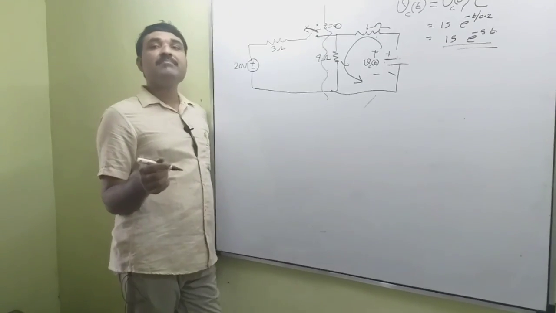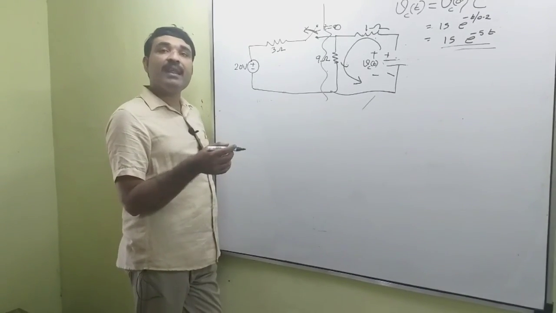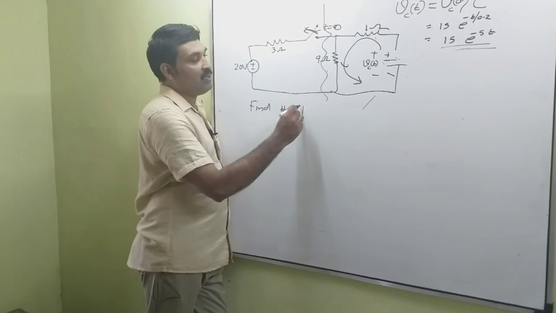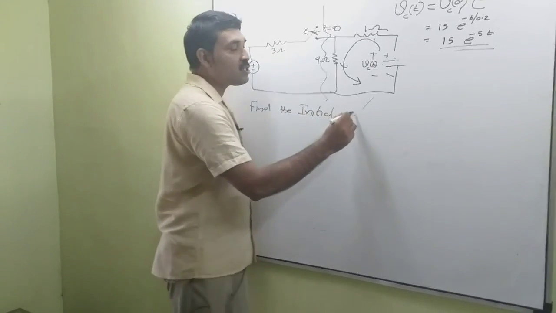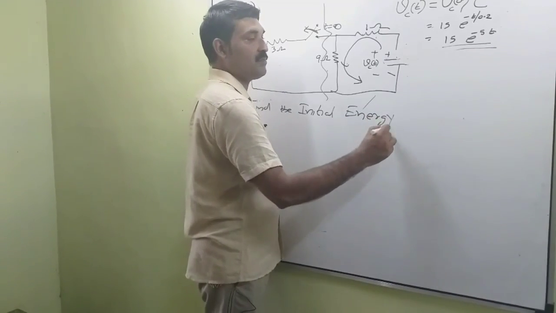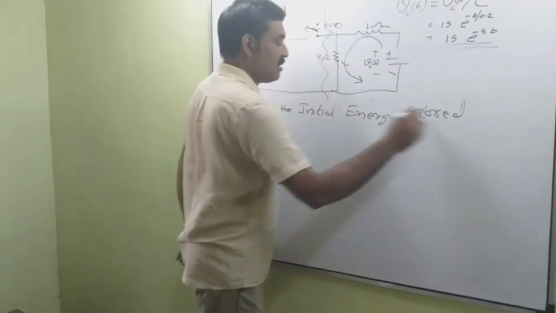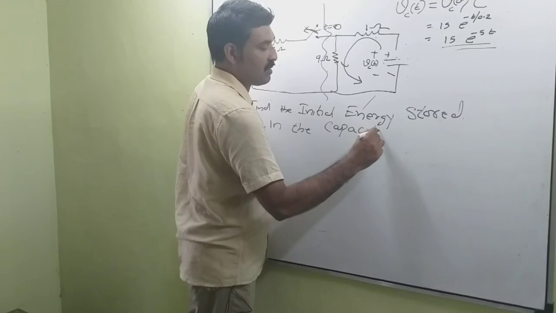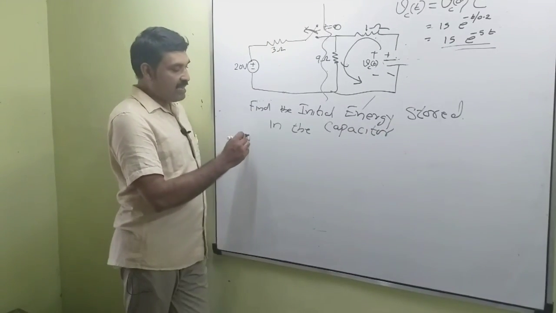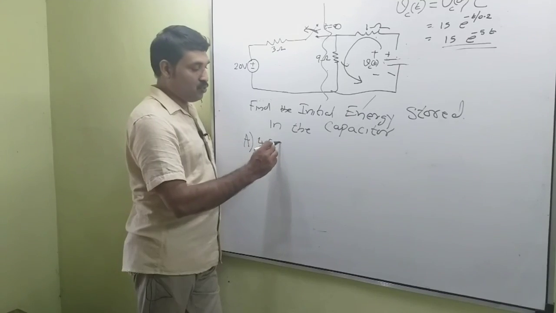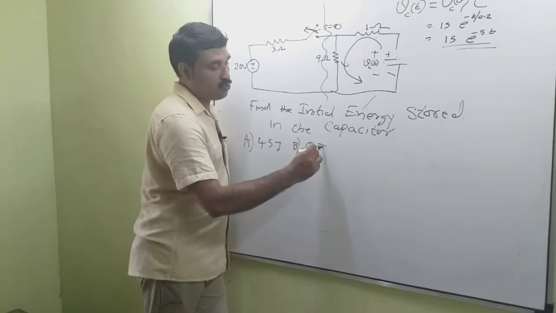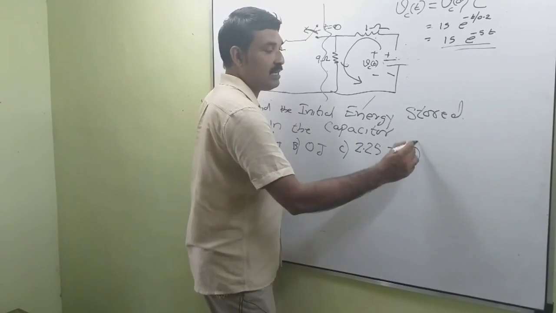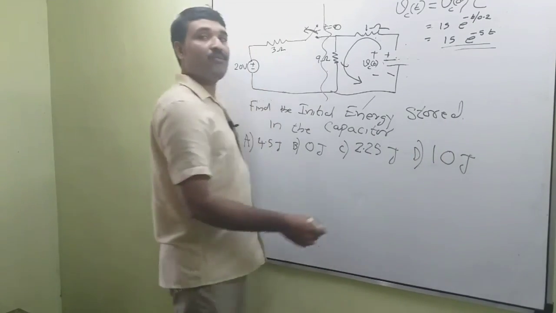Now, for the same question, they ask to find the initial energy stored in the capacitor. Choices are given. A is 4.5 joule. B is 0 joule. C is 2.25 joule. And option D is 10 joule. These are the 4 options given.